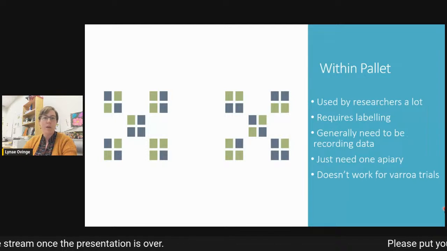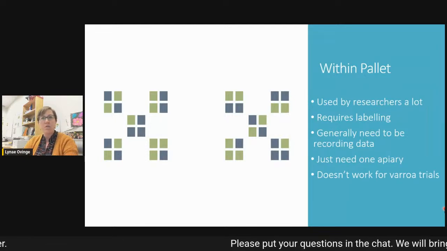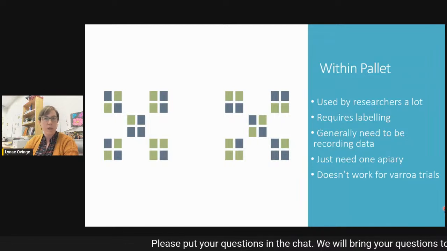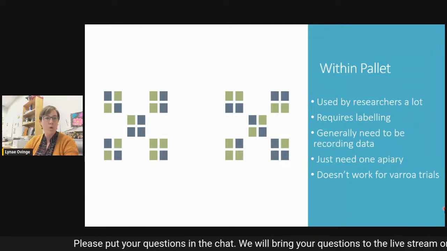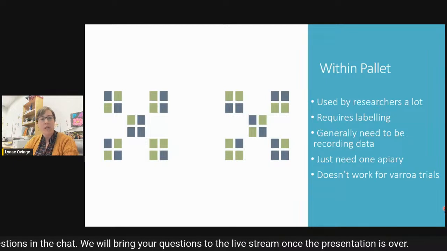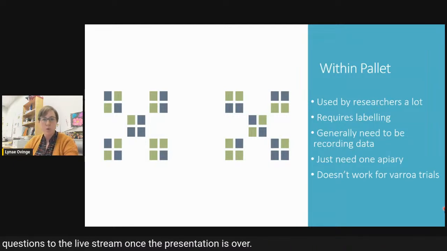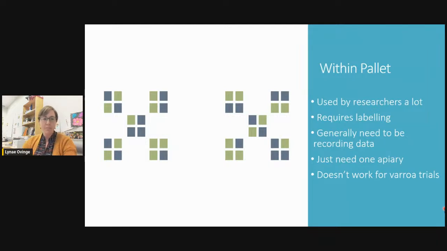And so the first experimental design I want to talk about, I've called it within-pallet. So if you see this yard of 40 hives, some are green. We would maybe call those the treatment ones. Then the grays are the controls. So on a pallet, we'll have hives of both the treated group and the control group. So that's what I mean by within-pallet. This is a design that's used by researchers a lot.